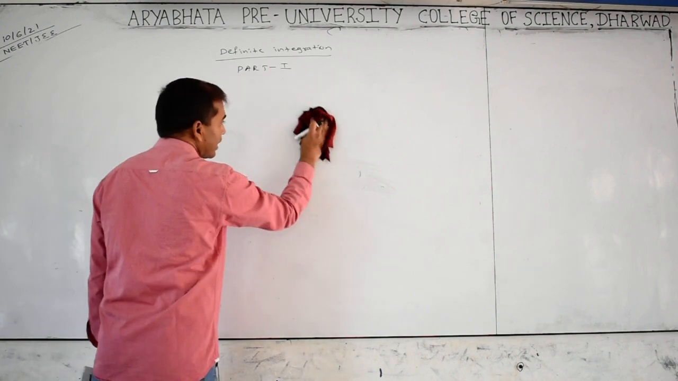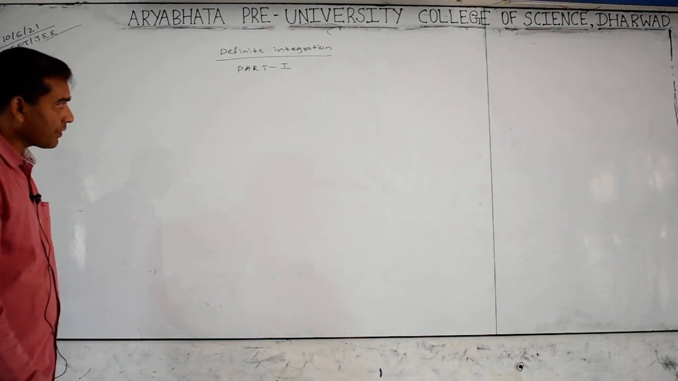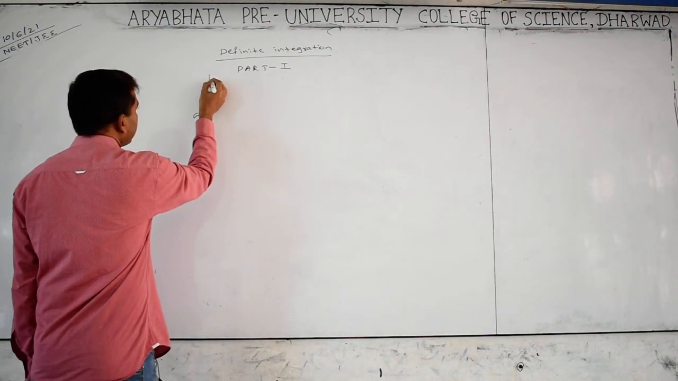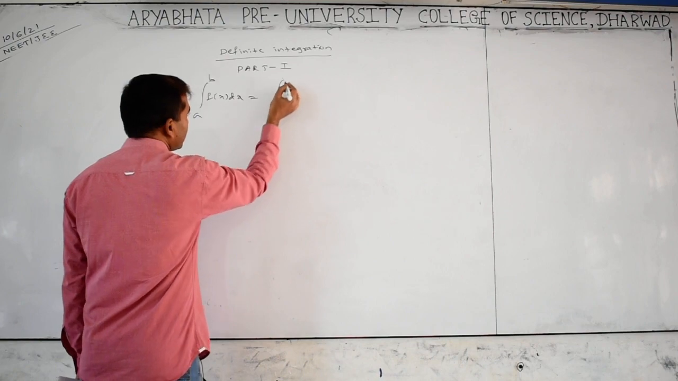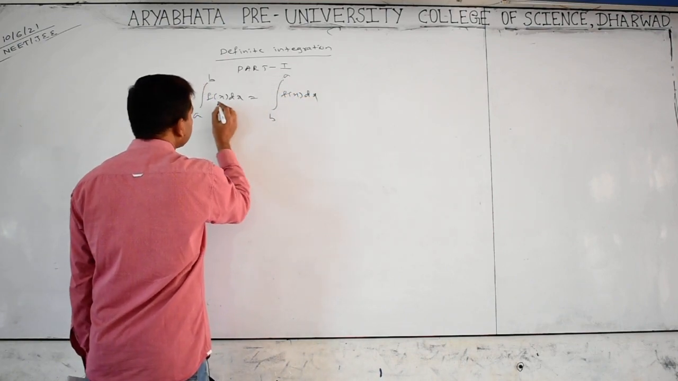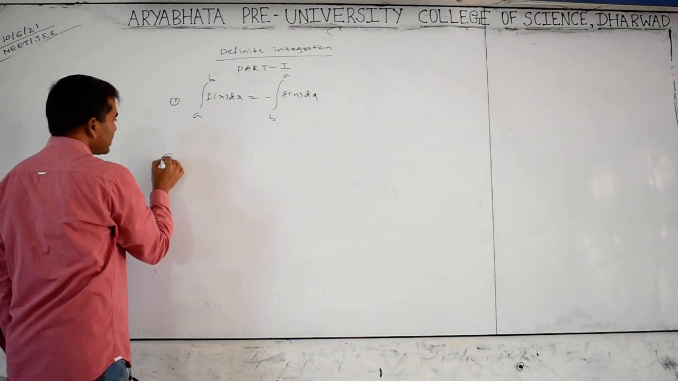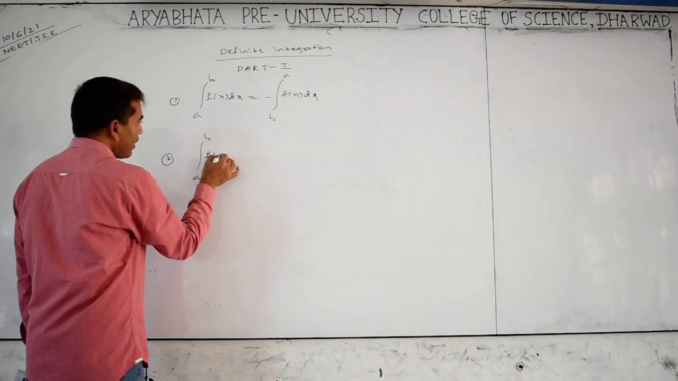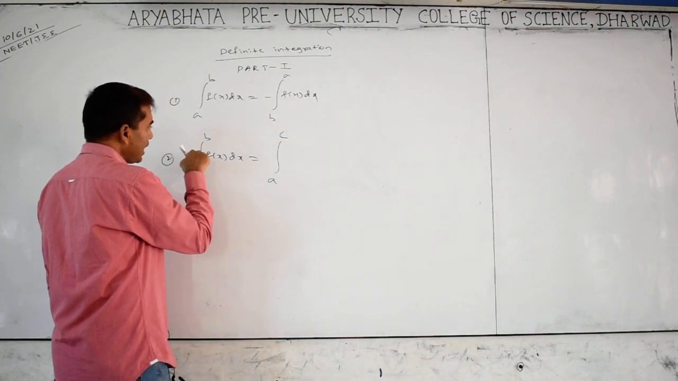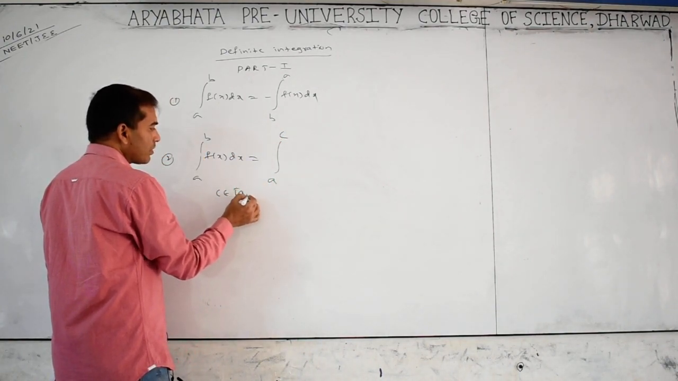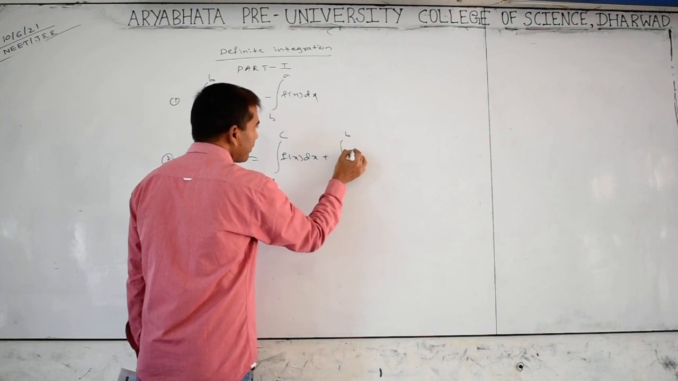So there are separate properties in definite integration, so I am going to discuss the properties. First property: integration from a to b of f of x dx equals, if you change the limits to b to a of f of x dx, then the sign changes to minus. Next, the second property: integration from a to b of f of x dx equals integration from a to c, where c is between a and b, c belongs to the closed interval a comma b, then a to c f of x dx plus c to b f of x dx.